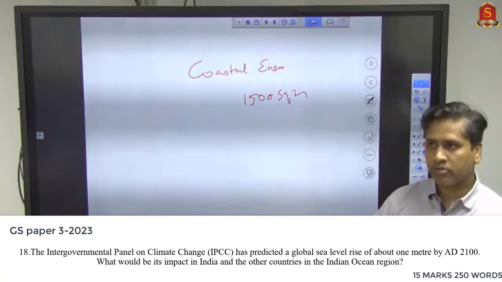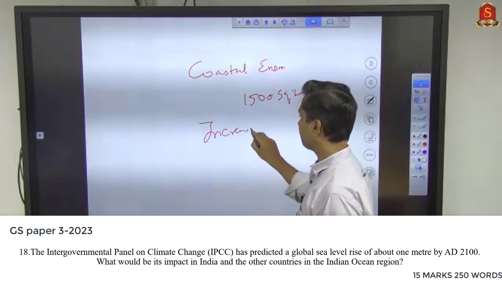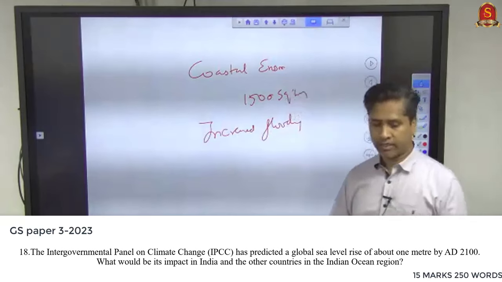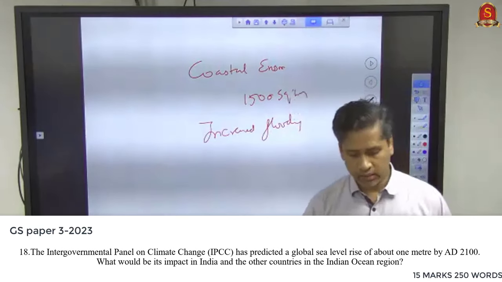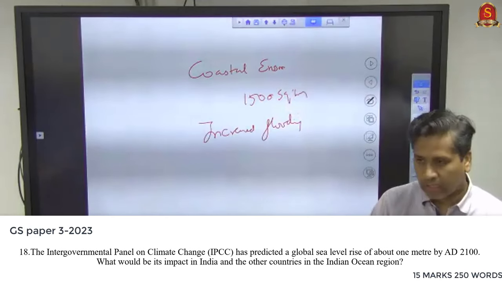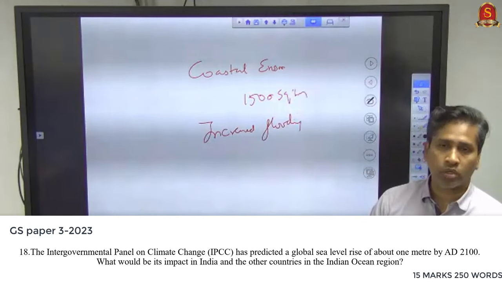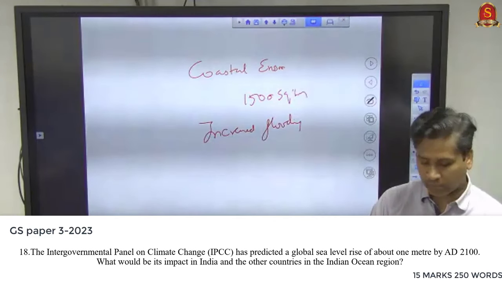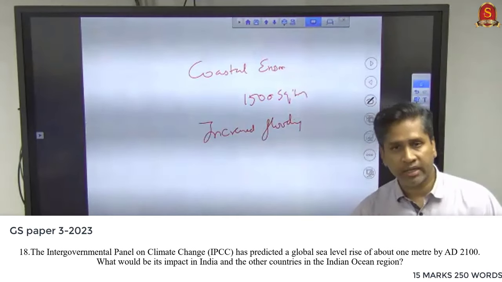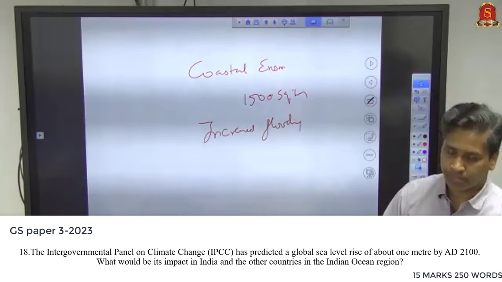The second is increased flooding. The low-lying coastal areas are going to get affected, especially the deltas, which become more vulnerable. Even the recent report told that Chennai, Mumbai, and even Kolkata are going to have the highest vulnerability, where more severe flooding will happen. Normally, when flooding happens, you know that diseases and other problems also increase in parallel.